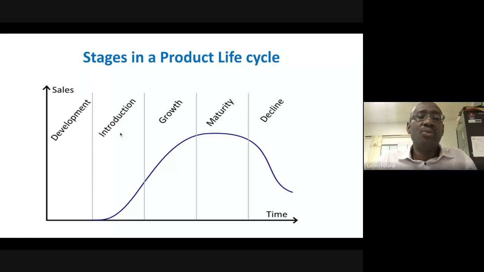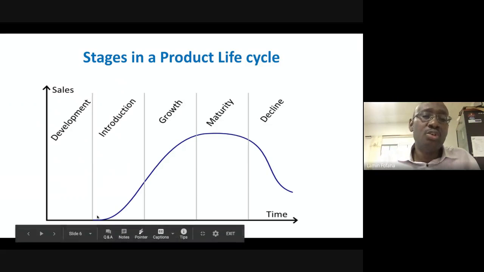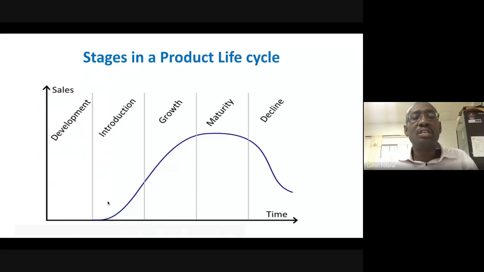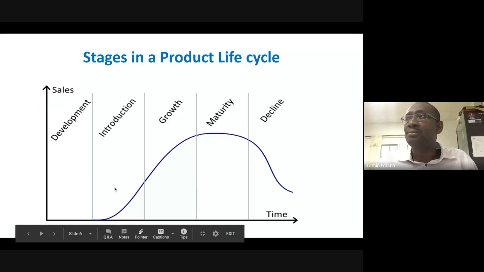Then we have the next stage, which is introduction. That means everything about you has been fully developed, and now it's time to go through the universe, to be introduced to the universe. The same thing here. This is the period whereby the product is launched to the market. A new product coming out for the first time, or even an old product that has been modified. Once it's introduced, it is the launching of the product.